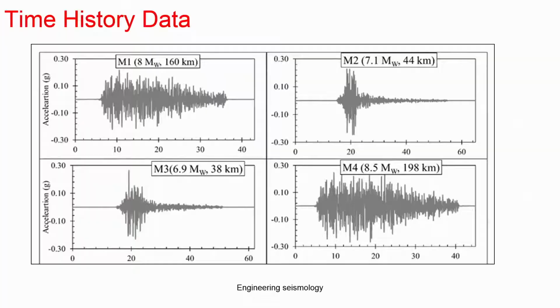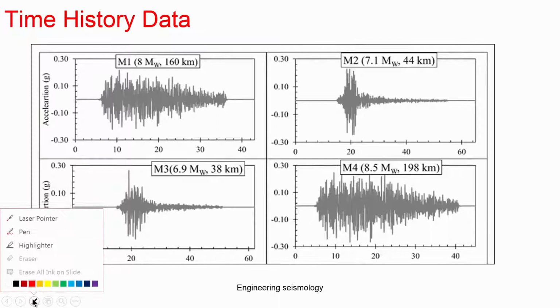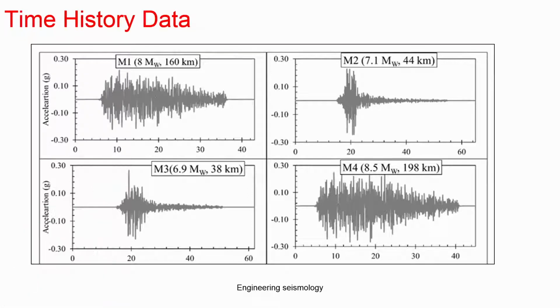As we have said, the earthquake data we record is actually the acceleration time history or velocity time history. This is called time history data. The variation of the acceleration or velocity with respect to time is measured. You can see here a typical earthquake record, for magnitude 8 and 160 kilometers.